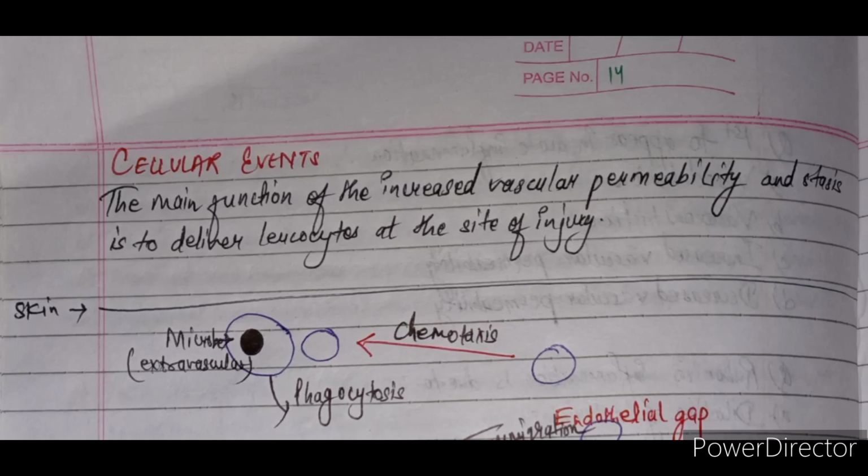Today we will continue with the same topic of inflammation, that is cellular events. So, the main function of the increased vascular permeability and stasis is to deliver leukocytes, that is WBC, at the site of injury.